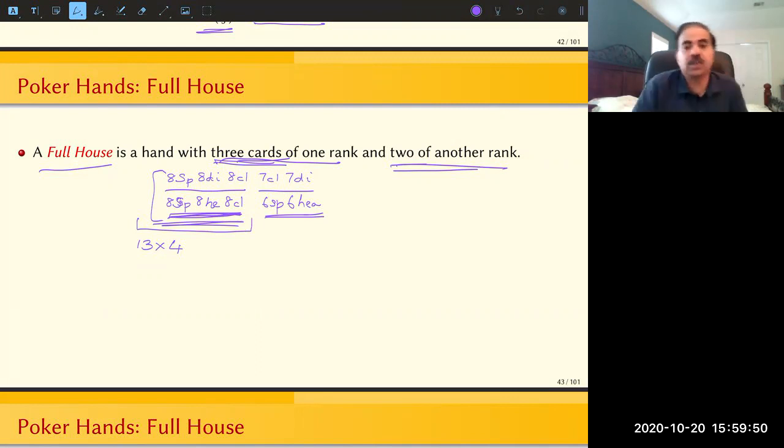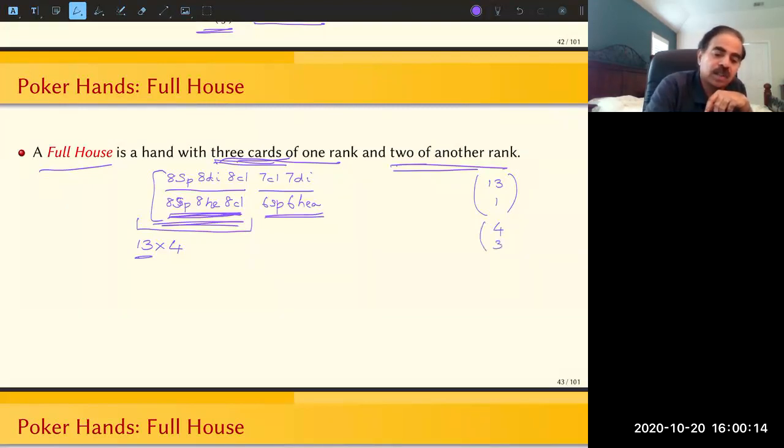Right, because you're first choosing the rank, and then you're choosing the suit of the 3 cards, right? So there are 13 ranks, and you're choosing 1, right? So that's how we get the 13. And then we have 4 suits, out of which you are choosing 3. And that's the same as this, right?